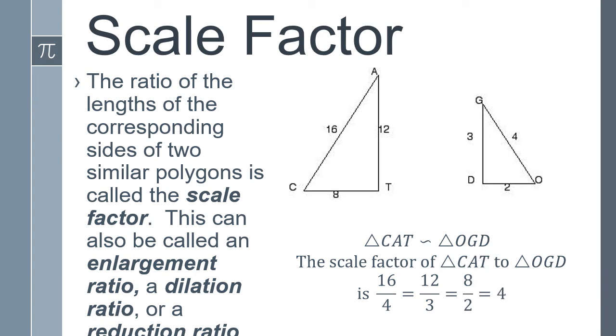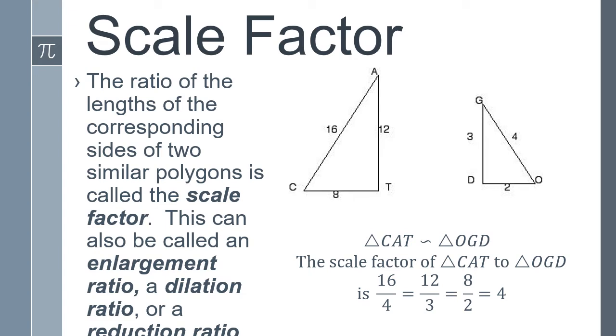Okay, so the ratio of the lengths of the corresponding sides of two similar polygons is called the scale factor. This can also be called an enlargement ratio, a dilation ratio, or a reduction ratio. So we have triangle CAT similar to triangle OGD. The scale factor of triangle CAT to triangle OGD is 16 over 4, which is 12 over 3, which is 8 over 2, which is 4. So the scale factor is 4.